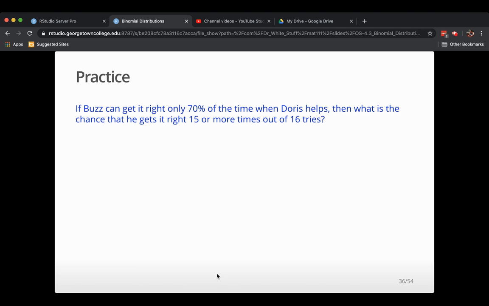Here's a little bit more practice. Suppose that Buzz is better than a random guesser, but maybe not much better. Suppose he can get it right only 70% of the time when Doris is trying to communicate with him. Then what would be the chance that he gets it right 15 or more times in those 16 tries? Think about this one for a minute. And then when you're ready, move on to the next page, see how you did.